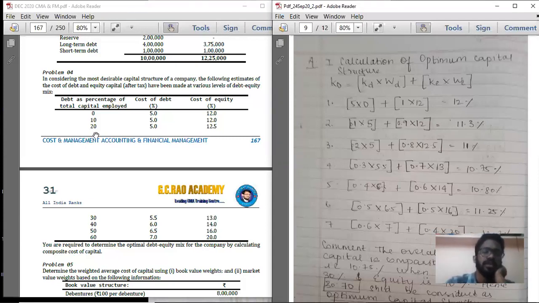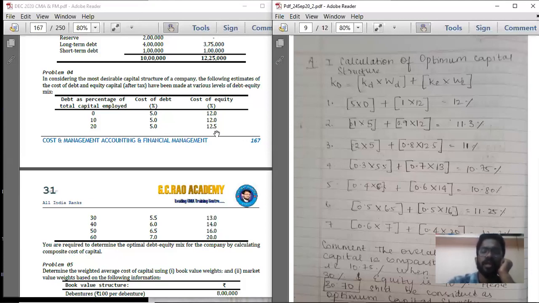Now see situation 3. That is 20 is to 80 debt equity mix. So if debt is 0.2, equity is 0.8. So record point number 3. Point number 3, 0.2 into what is the cost of debt? 5. Within bracket 0.2 into 5 plus 0.8 into 12.5.